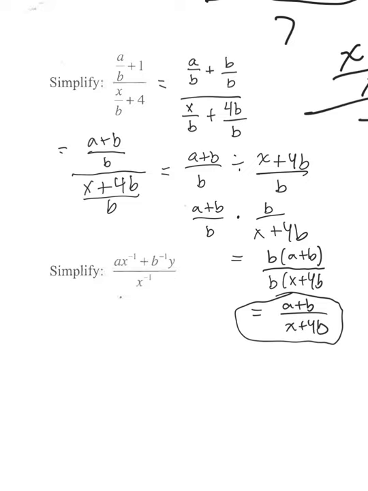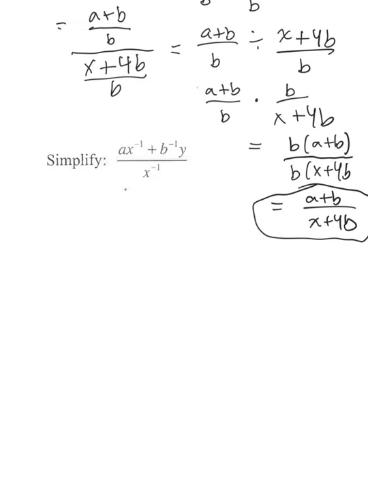All right, so now we throw some negative exponents in there. Again, we know how to deal with negative exponents. The first thing I'm going to do is take every place where there's a negative exponent and turn it into a fraction. So a times x to the negative first can be written as a over x to the first, or just a over x, plus b to the negative 1 would be a b in the denominator, y in the numerator, all over x to the negative 1, which is the same thing as 1 over x to the first, or just 1 over x.